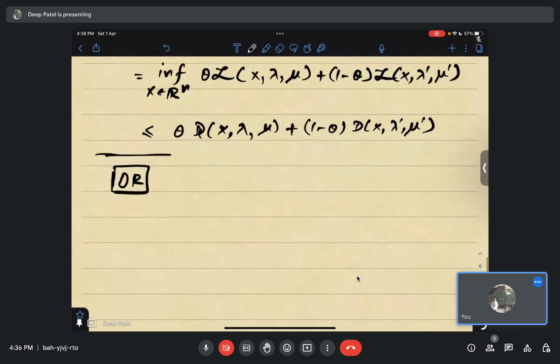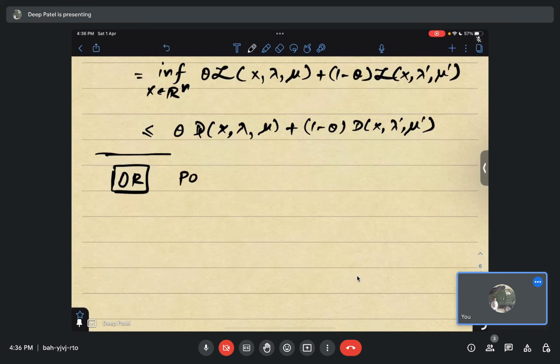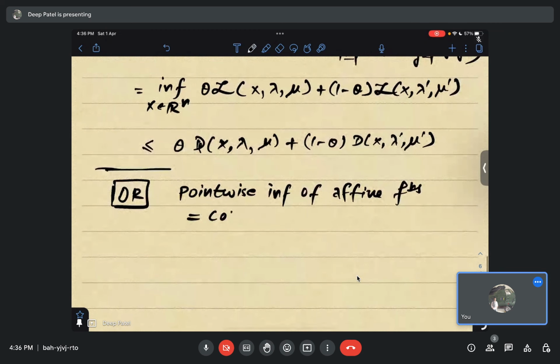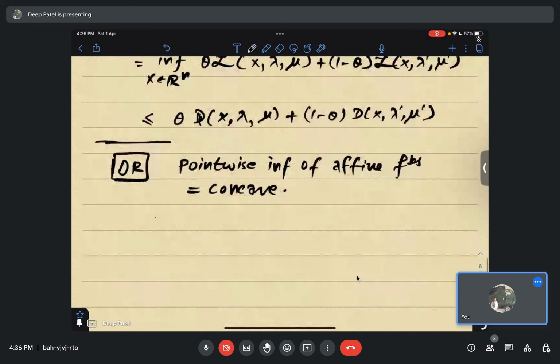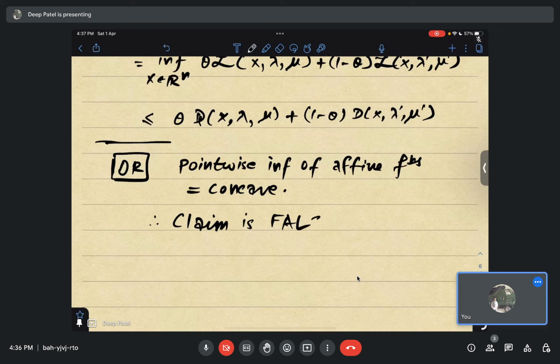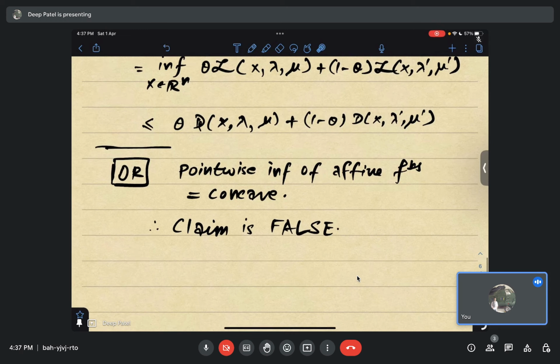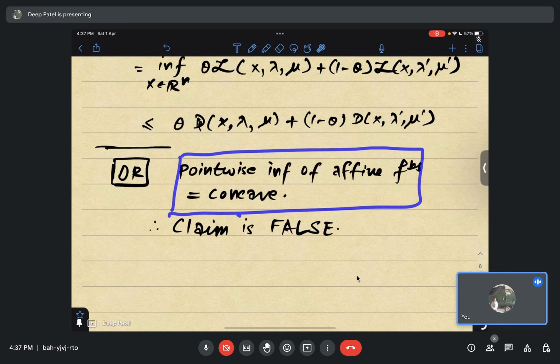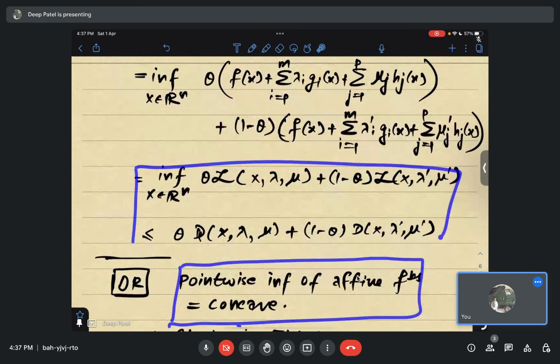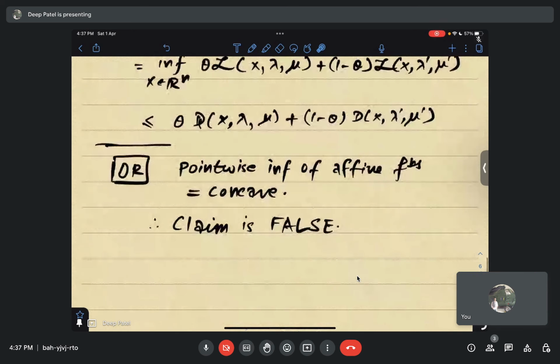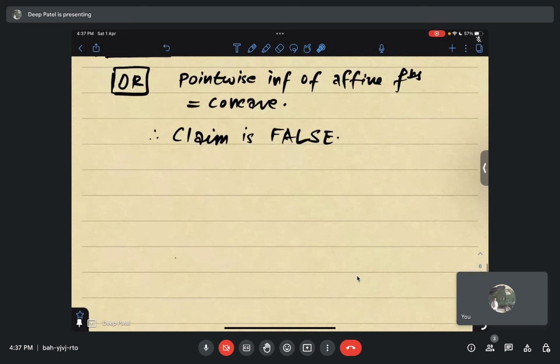Let me just write this down. Pointwise infimum of affine functions equals concave. Therefore, the claim is false. So I request you to try proving this, and if you do, that's really the blueprint you would follow for the argument here. Just try it out once. The claim is false.